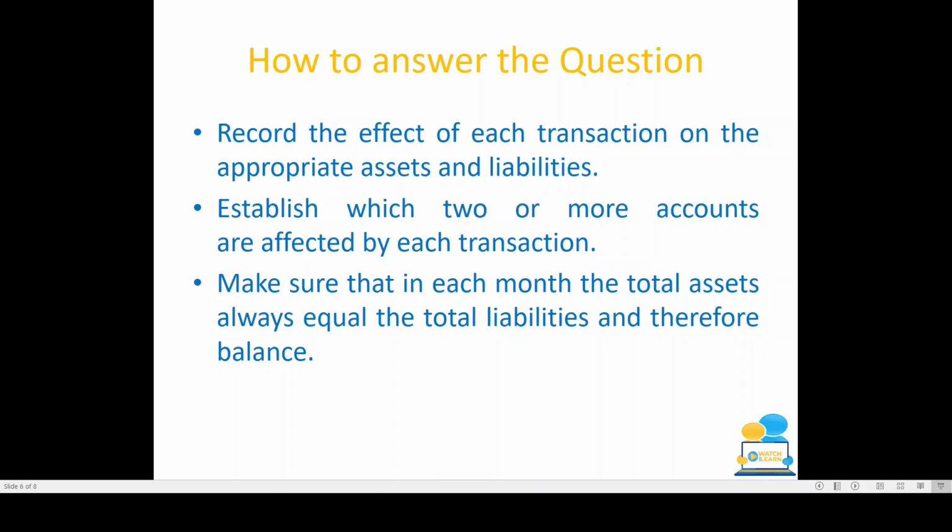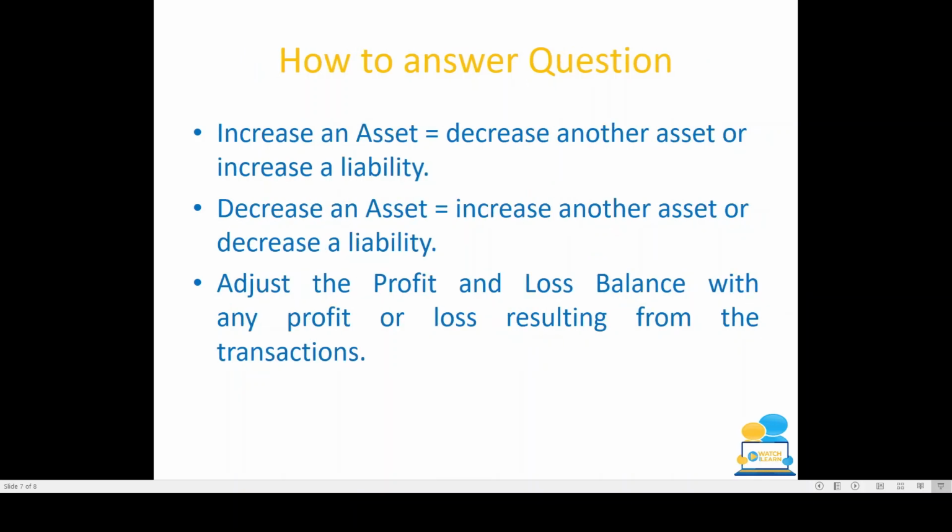Establish which 2 or more accounts are affected by each transaction. So there may be just 2 accounts, or you may have more accounts. There may be numerous accounts that are affected by the transactions. Make sure that in each month the total assets always equal the total liabilities and therefore balance. So if you increase an asset, you need to decrease another asset, or you need to increase a liability so that it balances. If you decrease an asset, you need to increase another asset or decrease a liability.